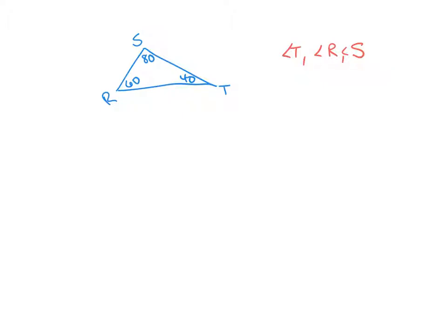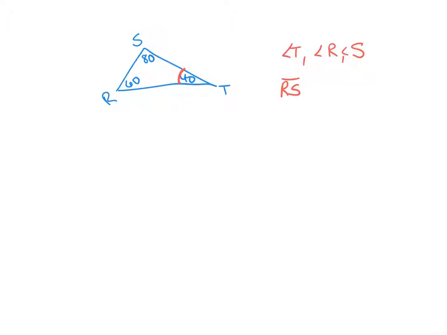RT. Nope. SR. RS. Very good. Or SR is fine. RS is across from the 40. It's the guy that closes off the 40.